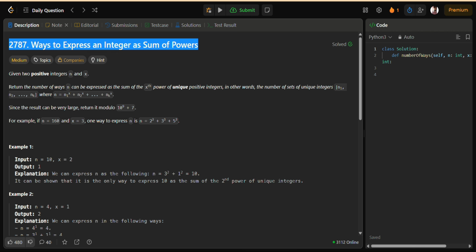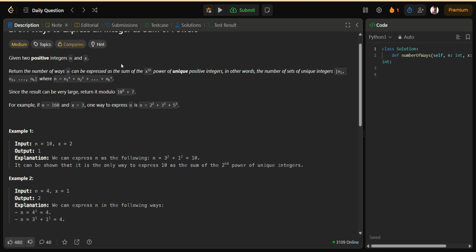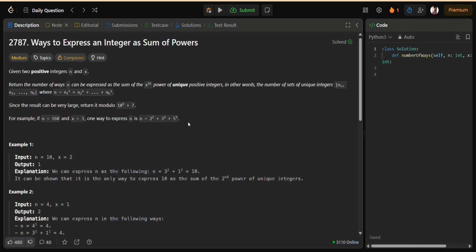key insights. We are given two positive integers, n and x, and our task is to determine in how many different ways we can write n as the sum of unique positive integers, where each integer is raised to the power of x. The important point here is that the integers we choose must be distinct, so we cannot repeat the same number more than once in a single combination. Also, the order of the numbers does not matter. Choosing the numbers 2, 3, and 5 is considered the same as choosing 5, 3, and 2.